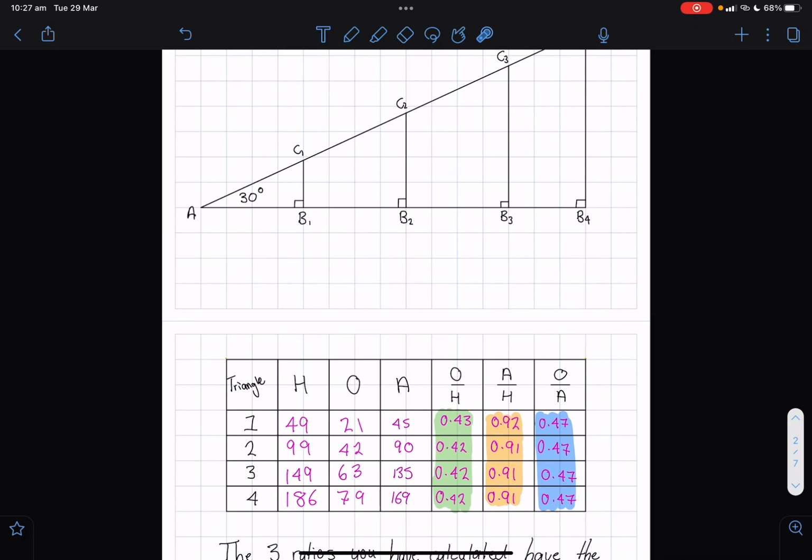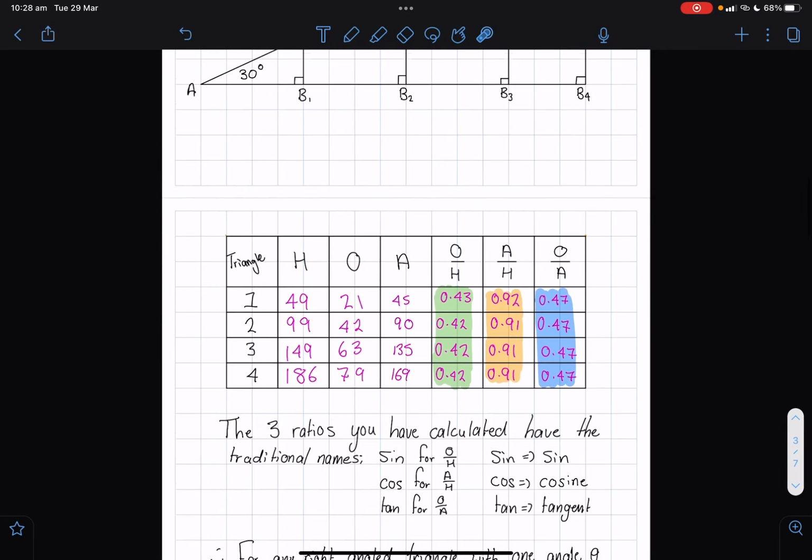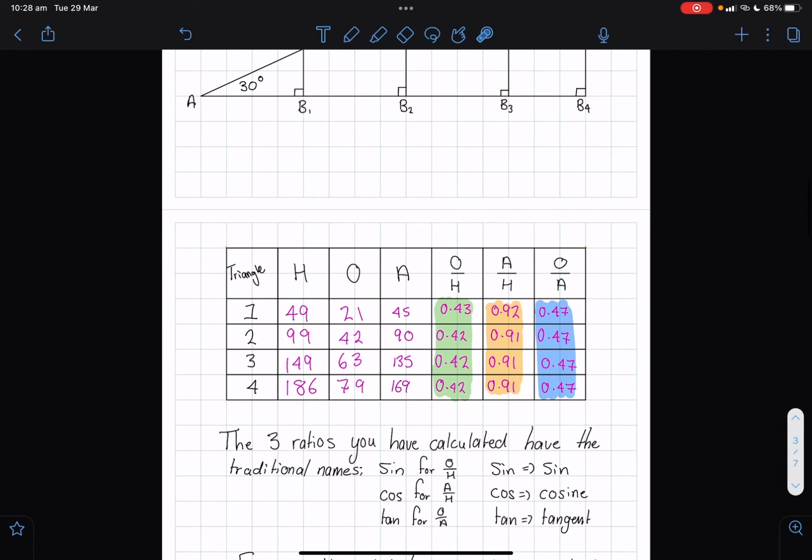So what we've got here, no matter how big the triangle is, the ratio that is created by the angle of 30 degrees will always be the same, okay? That is what we can take out of this little investigation. So the 3 ratios that you have just calculated, so opposite over hypotenuse, adjacent over hypotenuse, and opposite over adjacent, they actually have traditional names in trigonometry.